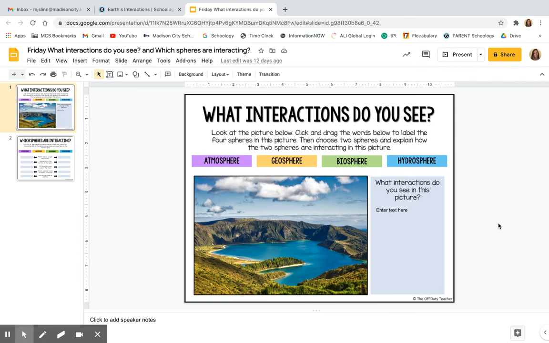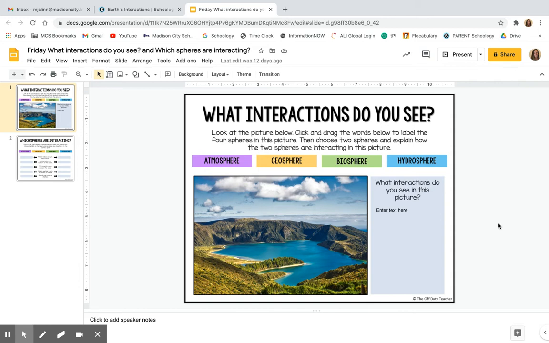So I'm going to begin by talking about the geosphere and the biosphere. Of course, we know that plants need soil to grow. So that would be an example of the biosphere and the geosphere interacting. In addition to this, the remains of dead plants and animals get decomposed and turned back into nutrients in the soil. We learned about this at the beginning of the year. Remember when we talked about the carbon cycle?